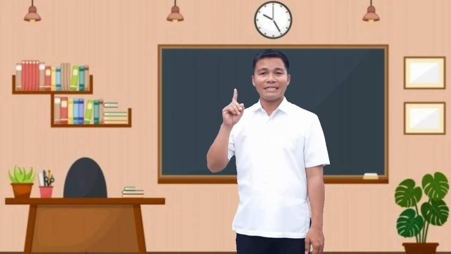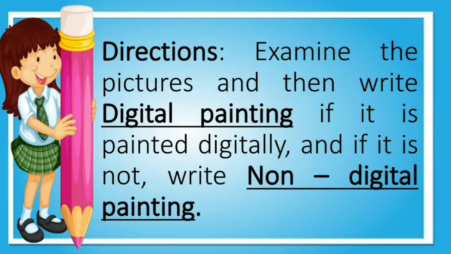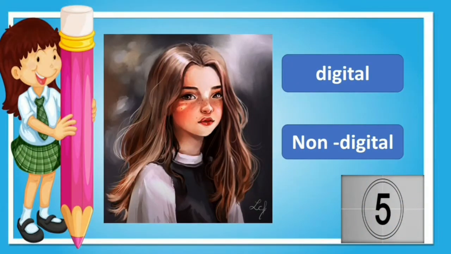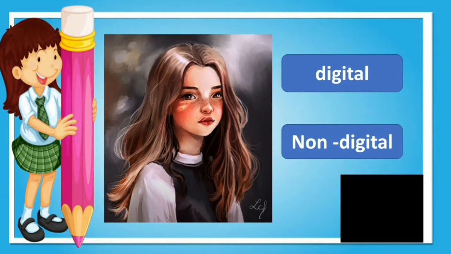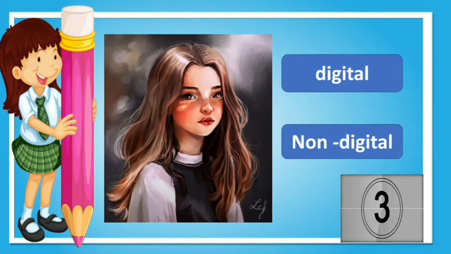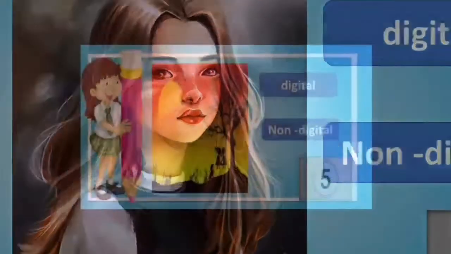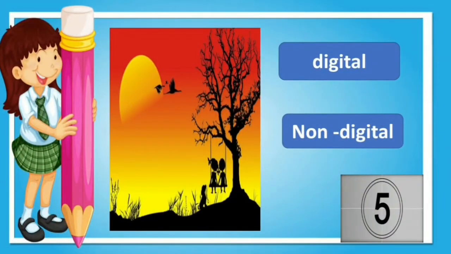And this time, children, let's have an exercise. Directions: Examine the pictures and then write digital painting if it is painted digitally, and if it is not, write non-digital painting. You will be given 5 seconds to answer. Number 1. Timer starts now. And the answer is digital painting. Number 2. Timer starts now.